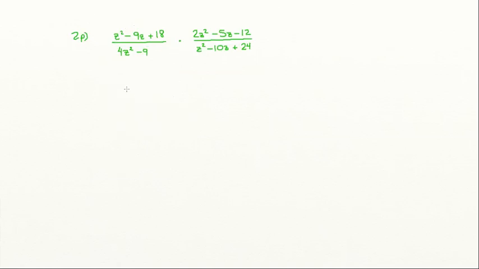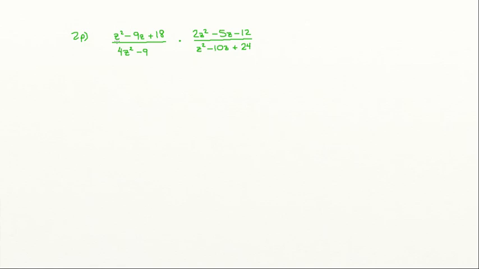Next: z squared minus 9z plus 18 over 4z squared minus 9 times 2z squared minus 5z minus 12 over z squared minus 10z plus 24. This looks complicated. However, all we need to do is write it as a single expression, simplify, hopefully using factors. Chances are things will cancel out and it'll be a lot easier.